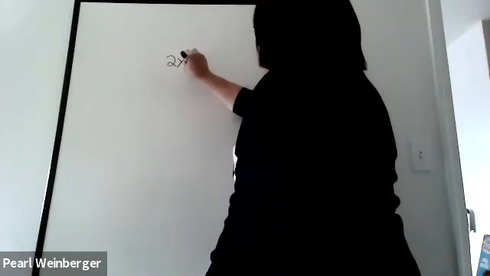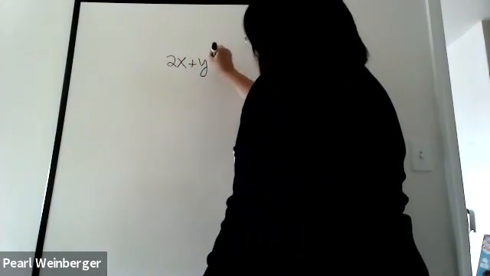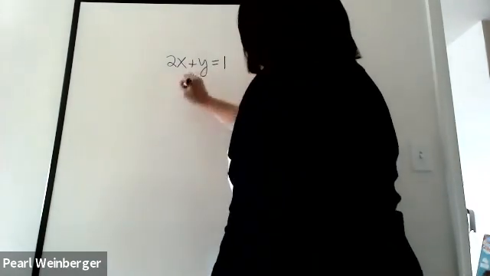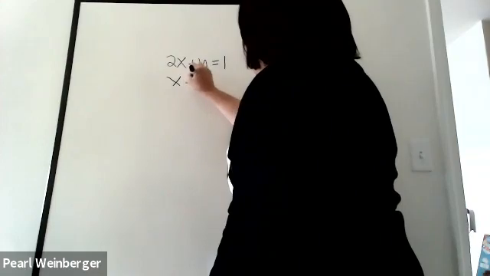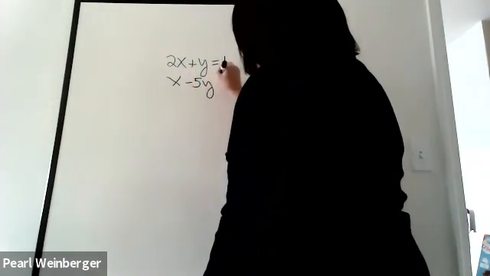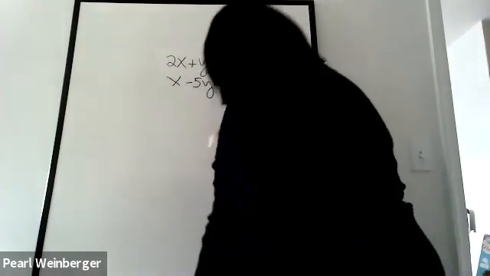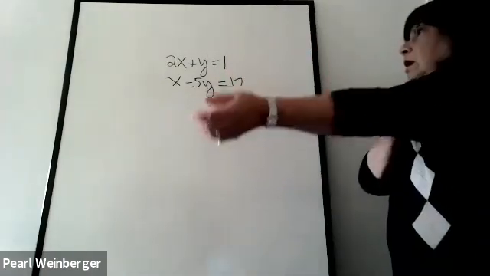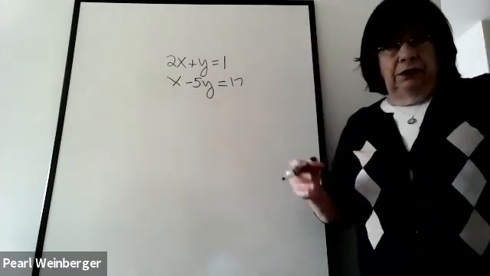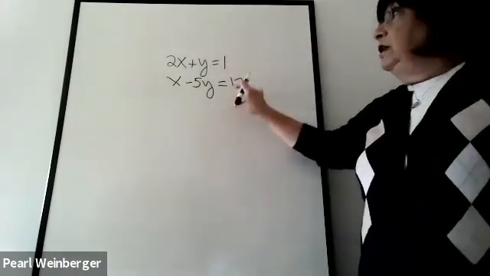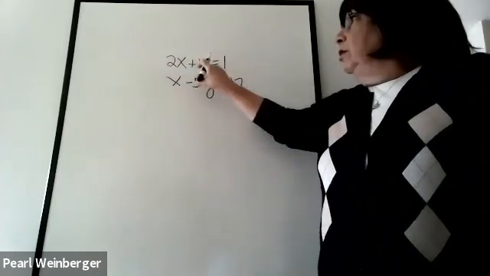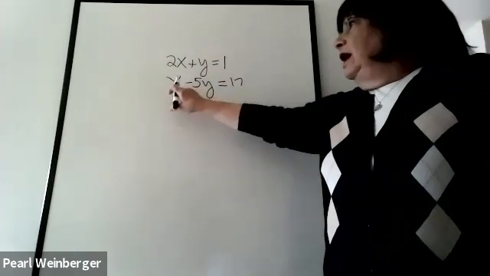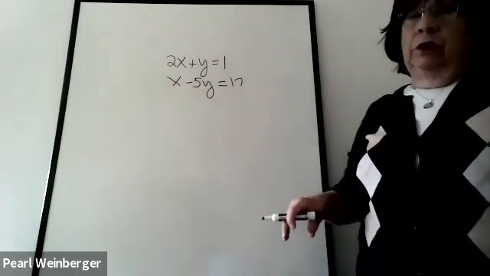2x plus y equals 1. x minus 5y equals 17. And I want to solve, this is again a system of equations. Each of the examples again are written in what we call the standard form. x, y equal number. x, y equal number.